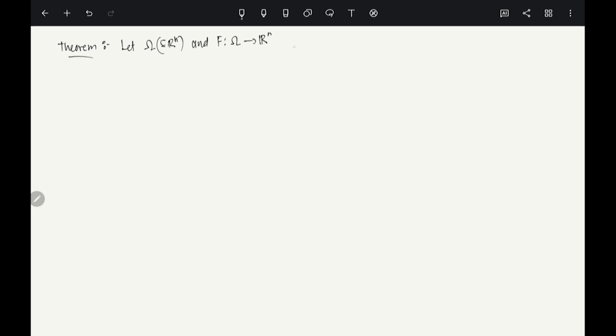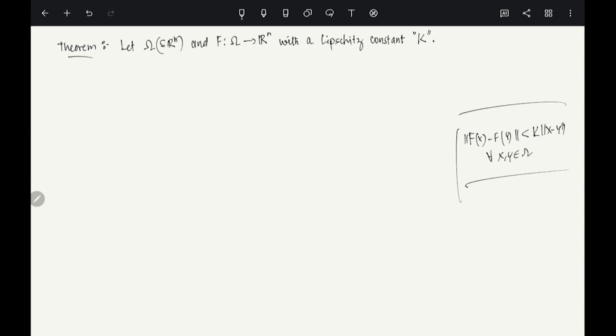Omega to Rn is a vector field with a Lipschitz constant k. So basically we have a Lipschitz continuous function with Lipschitz constant k, where k is in R. You remember when it is Lipschitz: f of x minus f of y, the norm, has to be bounded by k times the norm of x minus y, for all x, y in omega. That's what Lipschitz means. So please remember this.